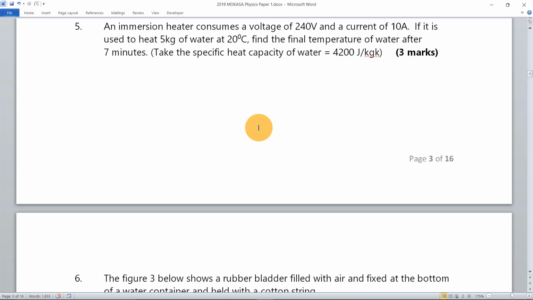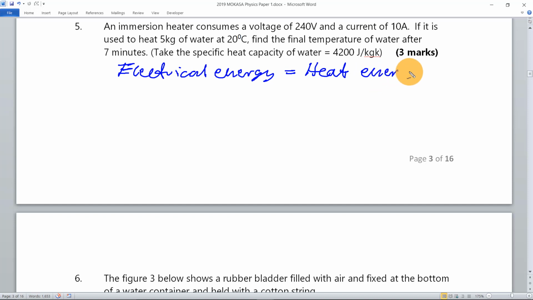So this question is on quantity of heat. There is electrical energy which is being converted into heat energy. So we can say that electrical energy is actually converted into heat energy. So you can say heat energy, of course, through this transducer, which is an immersion heater. An immersion heater is the transducer which converts electrical energy into heat energy.